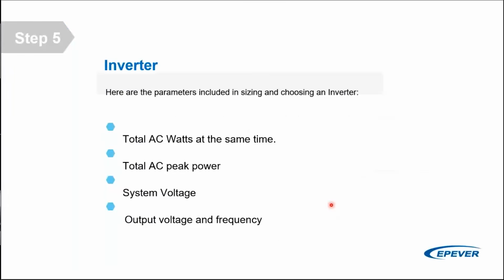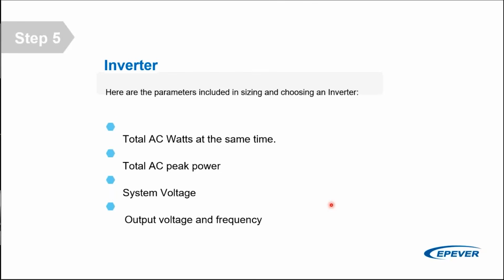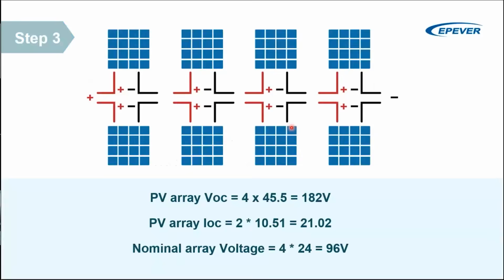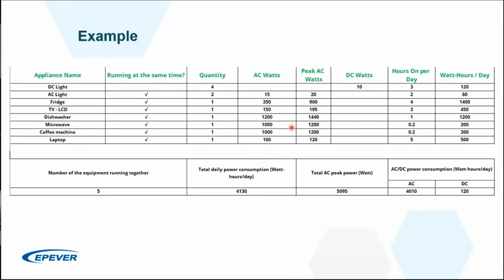So we are done with the charge controller. We know what we have chosen. And the final step is to calculate the inverter. The total AC watts at the same time determine the nominal AC output power of the inverter. And to obtain this number, we added up the equipment that is running together at the same time and did the same process for peak powers. So if you remember from this slide, if I go all the way back to this slide, you know how much power you're running together, you know what the peak values of your powers are.